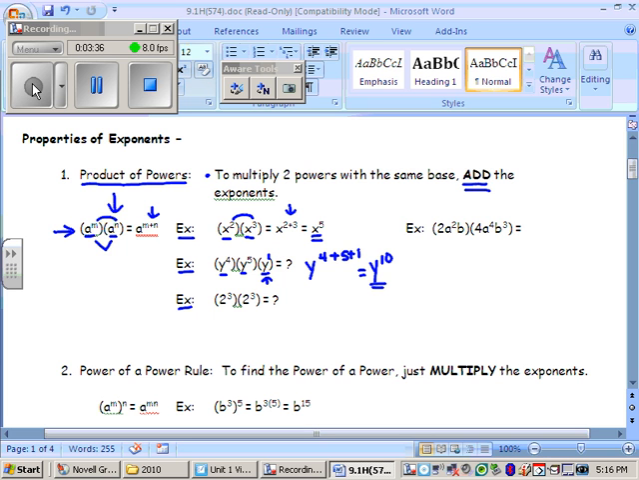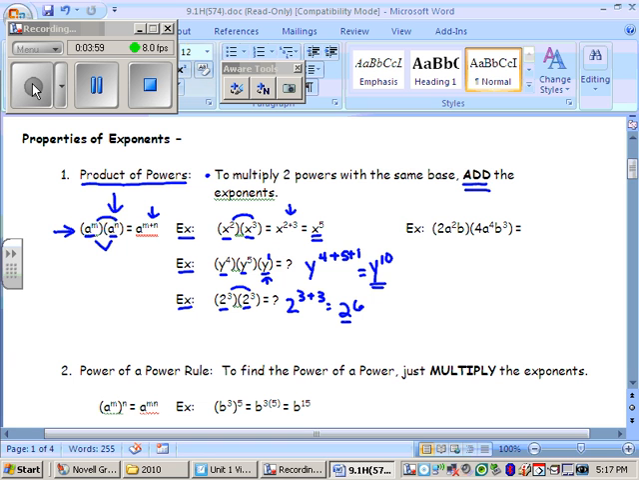In the next example, our bases are now numbers rather than variables. Because they are the same, again, we just transfer that base over and we add the exponents. Do not multiply the 2's or add the 2's. Keep the base the same as we did with the variables. Simply add the exponents together, giving us 2 to the 6th power.